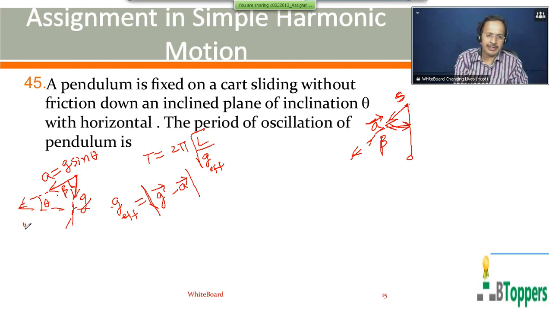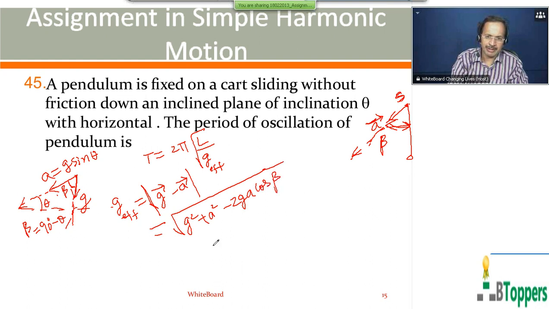Beta plus theta is 90 degrees, or beta you can write 90 minus theta. So the mod of the vector difference G bar minus A bar, you can write root of G square plus A square minus 2GA cos beta, where beta is the angle between G bar and A bar. Here, the magnitude of the acceleration of the point of suspension is equal to G sin theta.